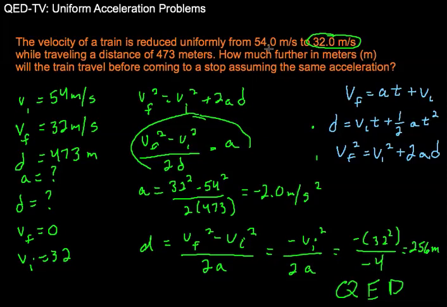So you see in the first 54 to 32 it traveled 473 meters, and it still traveled 256 more meters before it actually came to a stop. It takes a while for a train to stop sometimes. Okay, so good. Let's look at another one.